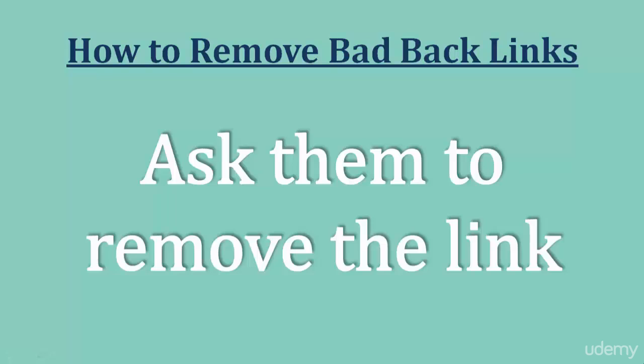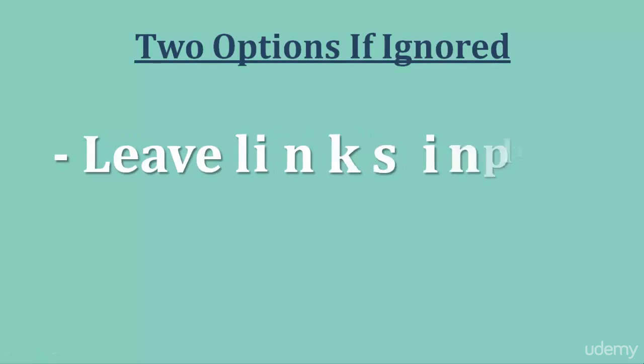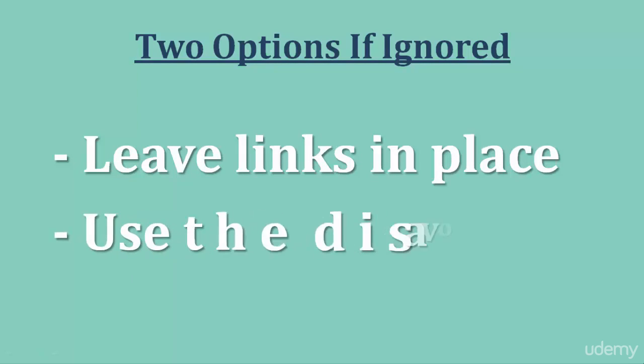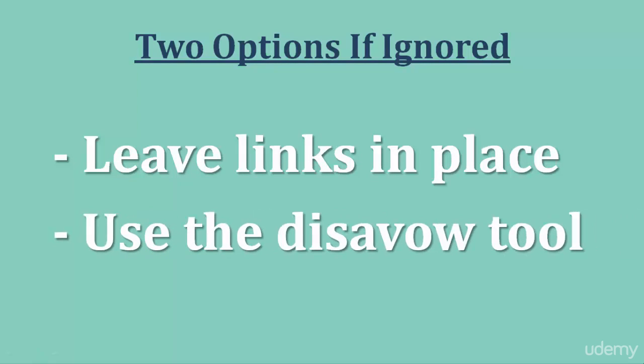If they do ignore you, you have two options. First, leave the link alone, just let it be. Second option is to use the disavow link that Google gives you within Webmaster Tools, and that tool is a way for you to ask Google to not take this particular link into consideration when they are assessing your site. So which option should you use?